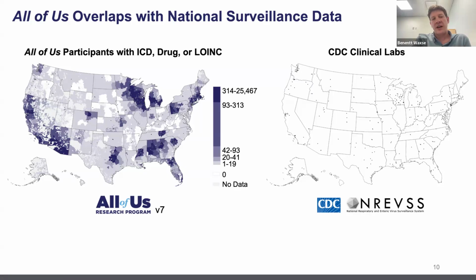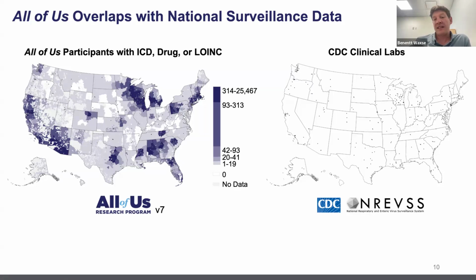And what I'm showing here is a comparison to where the CDC data that I mentioned earlier are reported from. So all these black dots are CDC labs that report to the NREVSS. And you can see overall that both of these give national coverage. By no means is it complete coverage of the United States. You can see regional variation throughout different states, but both samples are sampling the whole country.